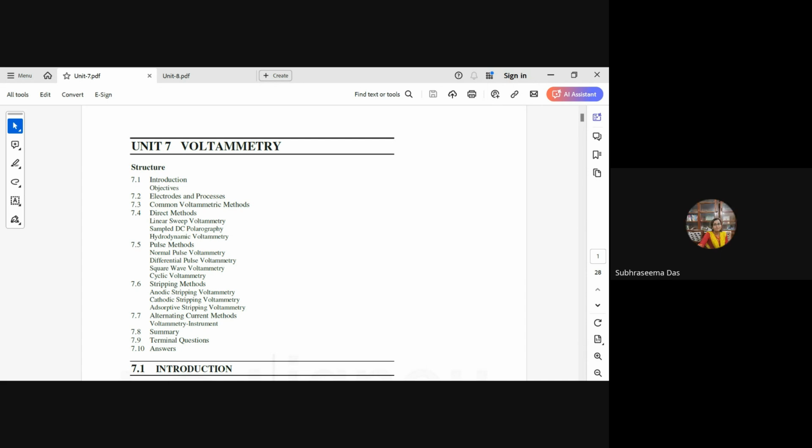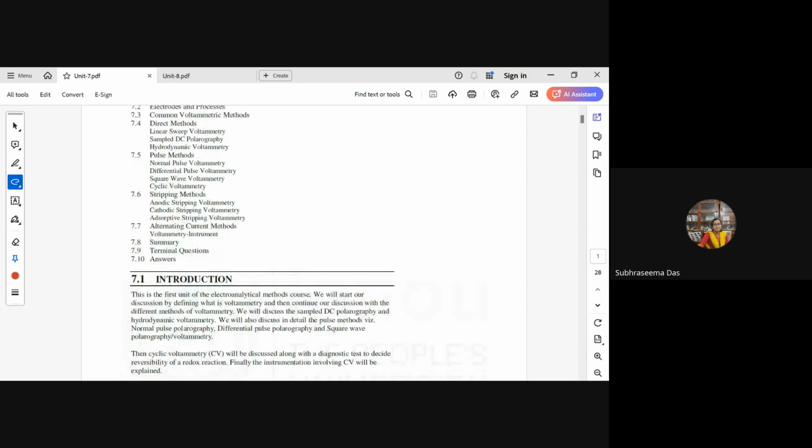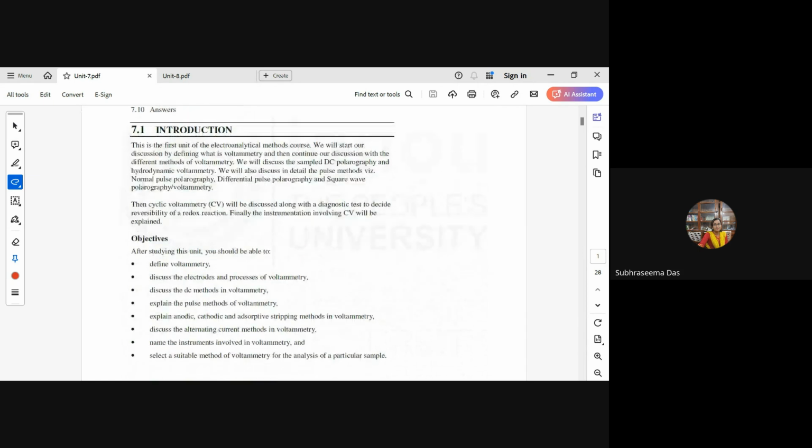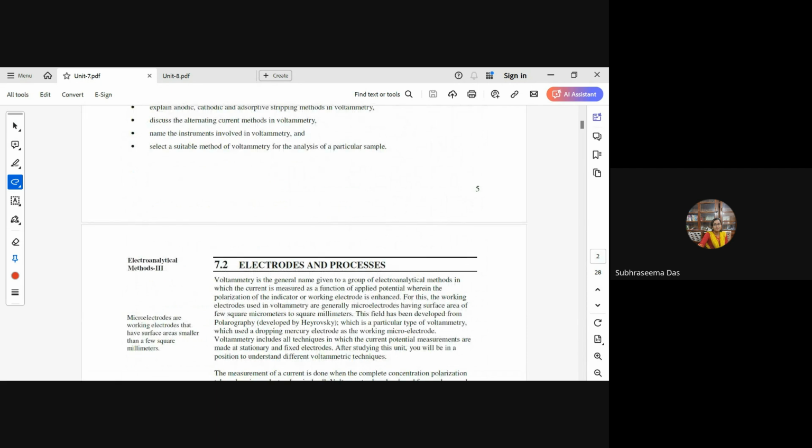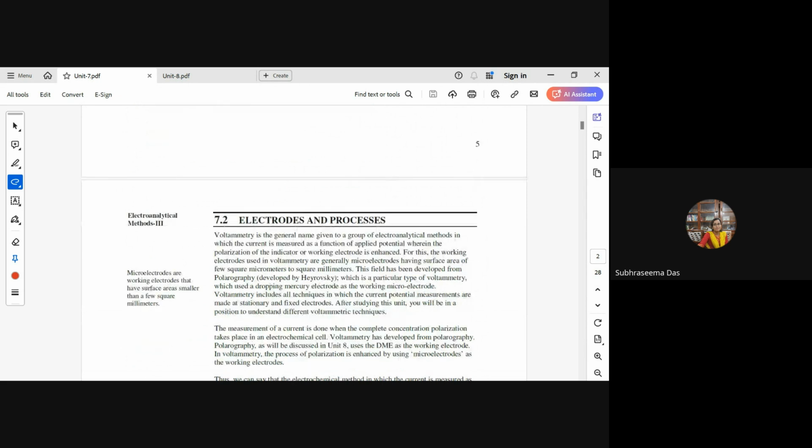So, today we will be talking about voltammetry. Voltammetry is an important part in electroanalytical chemistry. We will discuss the various details of voltammetry, the various electrodes used, the different methods in voltammetry. We'll also discuss the types of current that is used here, and we'll also find out the practical applications of voltammetry in various qualitative and quantitative analysis of samples.